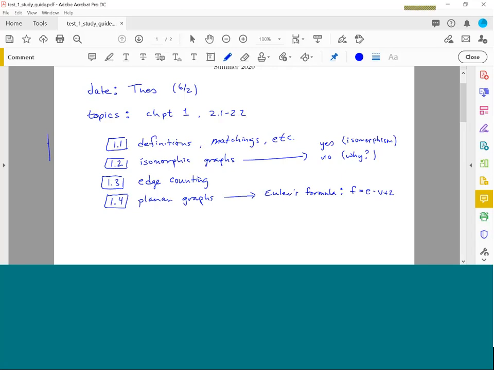So yes, in this section, it's not just knowing Euler's formula. You also have to make sure you can do things like find the dual and determine whether something is planar or not planar. Right here is just broad strokes. We'll get to more details on the next page.